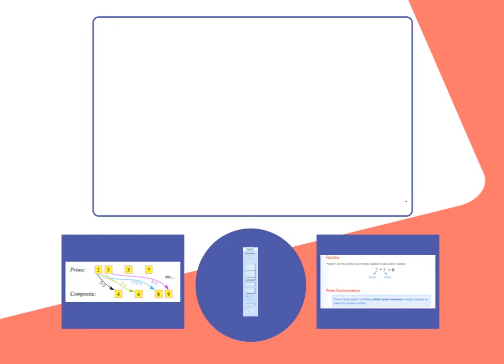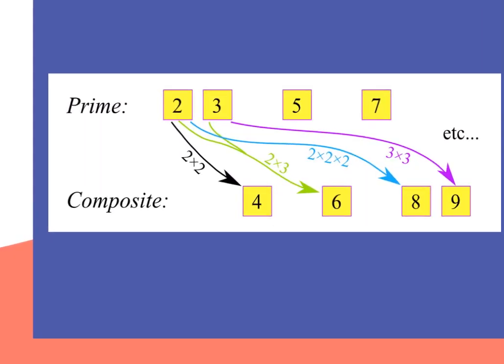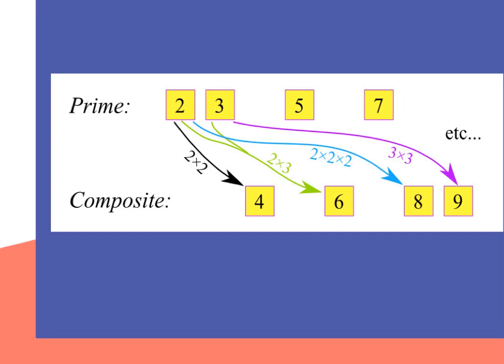Okay, so first things first, we're talking about prime factorization today. So prime factorization is going to be the title of our lesson. But first we have to talk about a couple things. Prime numbers are numbers that can only be multiplied by 1 and itself. Examples of that are 2, 3, 5, 7. Can you think of one other prime number?